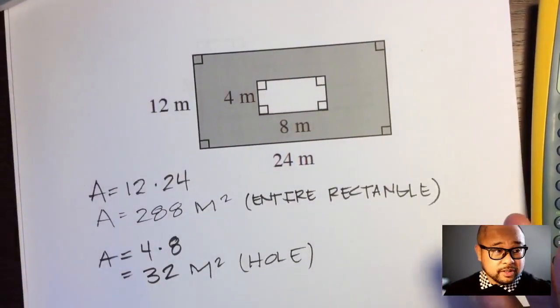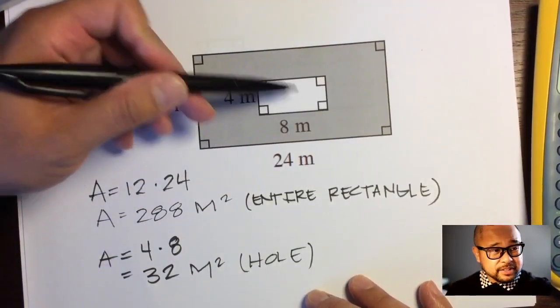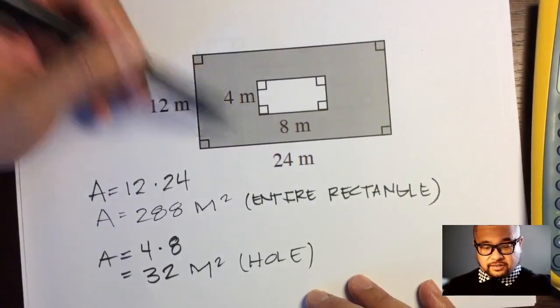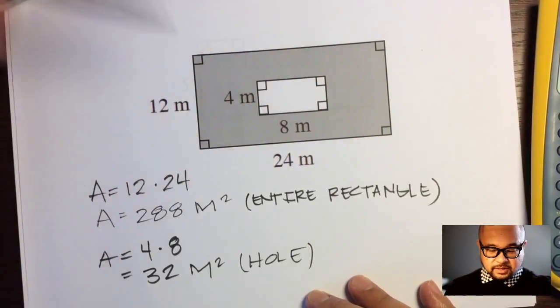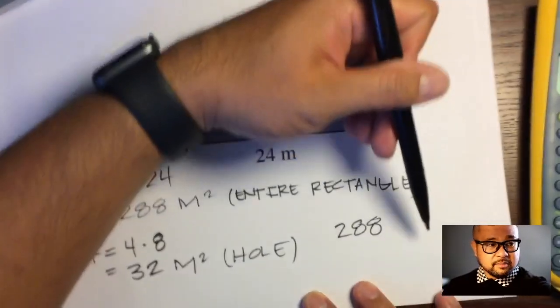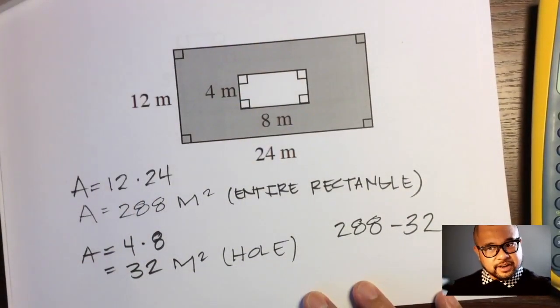And what we want to do is to find the area of just this right here. Okay, without this hole, without is a key word. We're going to take the area of the entire rectangle and take away the hole. Okay, so we're just going to do 288 minus 32 because that hole takes away some of the area.